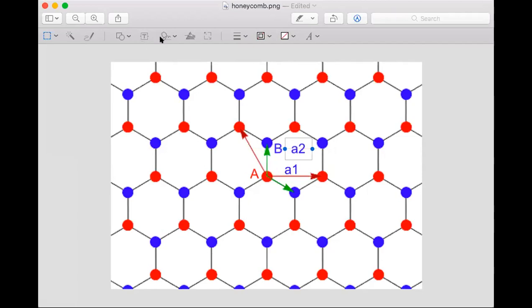So A2 would be here to here. That's A2. Okay, so that's your crystal. And then what? Every A atom has three B neighbors. This one, and this one. And every B atom has three A neighbors. This one, and this one.